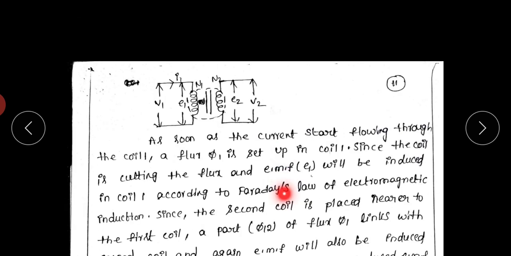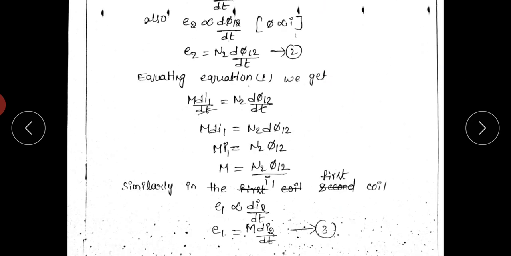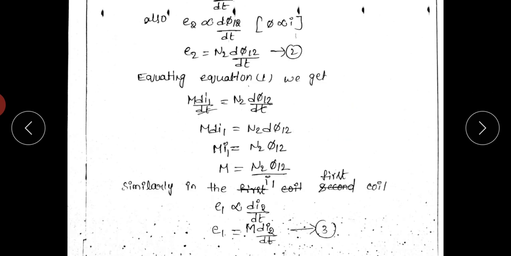In the earlier case we were connecting the supply across the first coil. In the second case, now we are finding another mutual inductance. So assumption: the supply is connected across the second coil, so that supply equals V2. So in the first coil, the induced EMF E1 is proportional to d by dt of I2, or E1 equals M into di2 by dt, equation number 3.